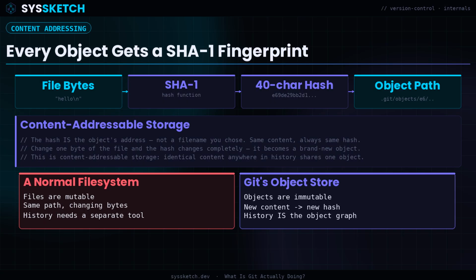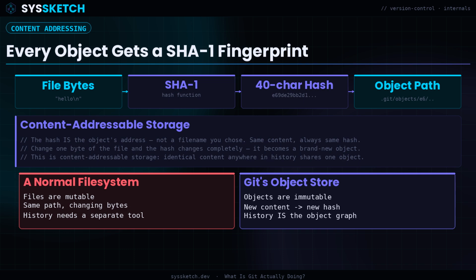Here's the part that makes Git's storage model click. Every object is named by the SHA-1 hash of its own content. Not a file name, you don't choose the hash. Take a file's exact bytes, run them through SHA-1, and you get a 40-character hex string. That string is the object's address inside .git/objects. Change even one character in the file and the hash changes completely, so it becomes a brand new object. This is called content-addressable storage.